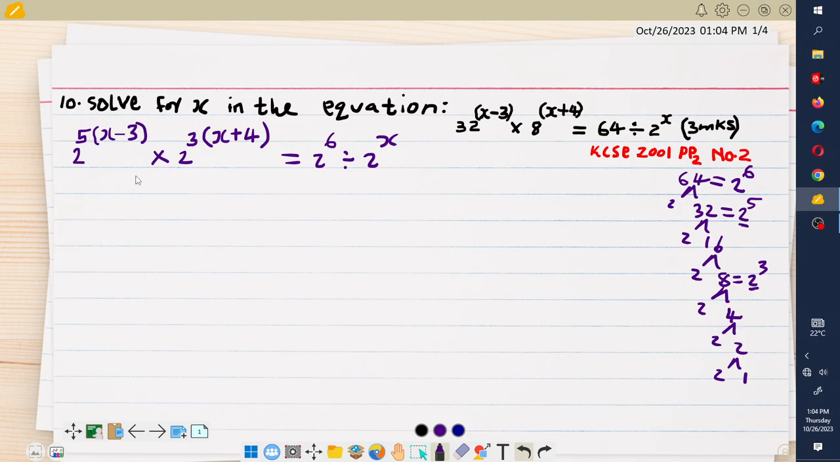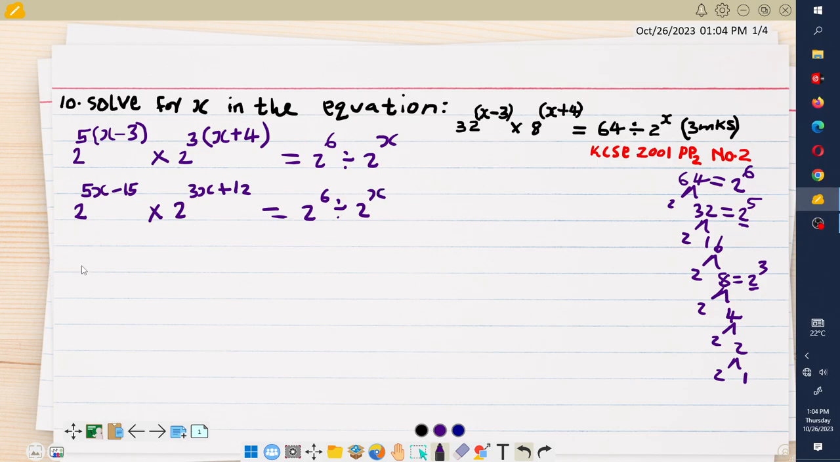From the laws of indices, we know that whenever you multiply, you have to add the powers. Let me start by opening the brackets on the power. So this will be 2 to the power of 5 times x. We are going to get 5x. Then of course 5 times negative 3, we are going to get negative 15. Then multiplied by 2 to the power of 3x. Then 3 by 4, you are going to get positive 12. So this is equal to 2 to the power of 6, then divided by 2 to the power of x.